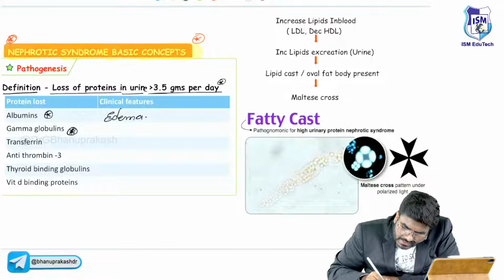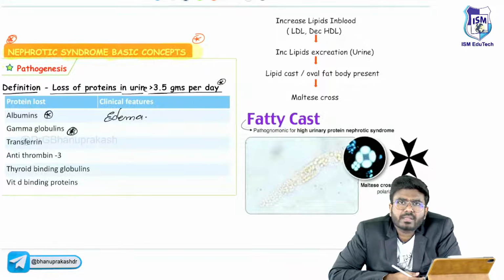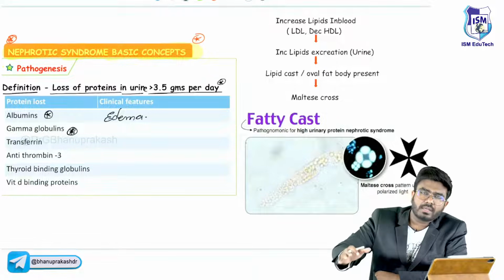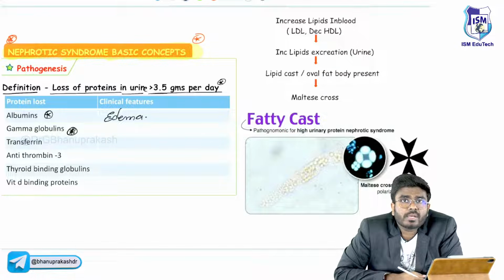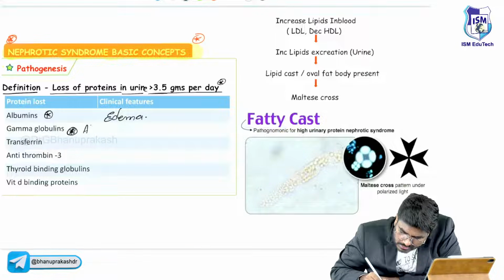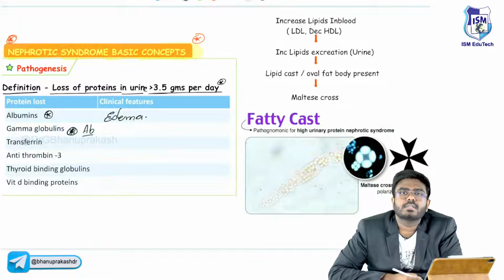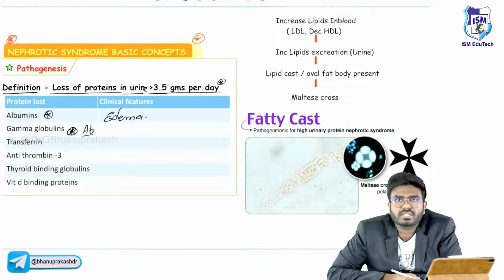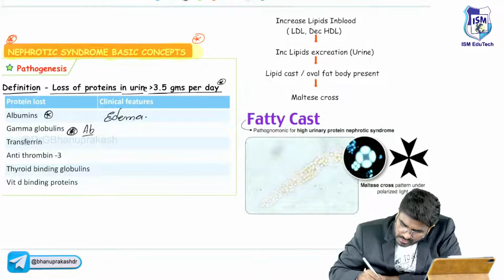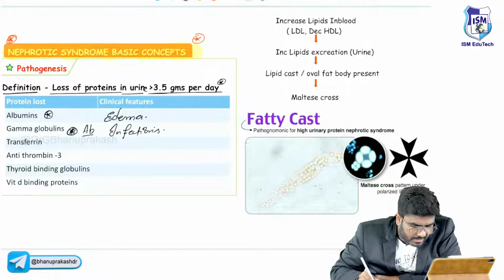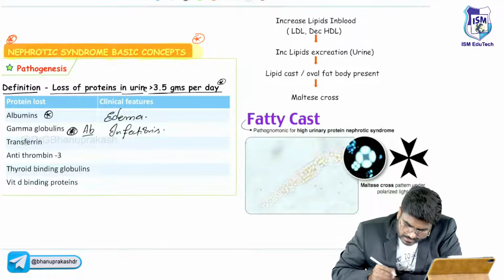What exactly are the gamma globulins? They are also proteins in the blood. They are also going to be lost in the urine. Gamma globulins are nothing but the antibodies. So you are continuously losing the antibodies out of your body. When you are losing the antibodies out of your body, that's going to cause infections.